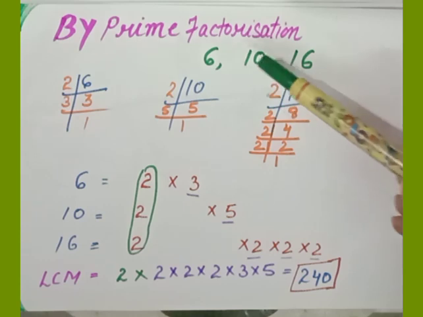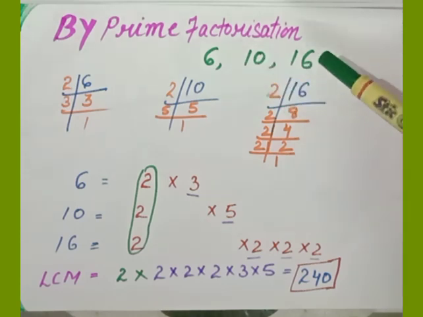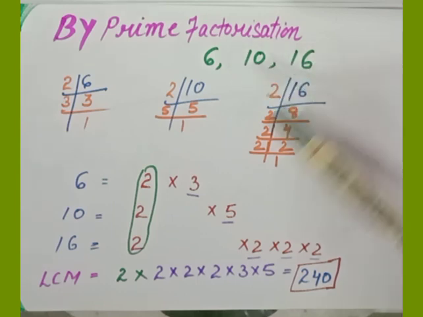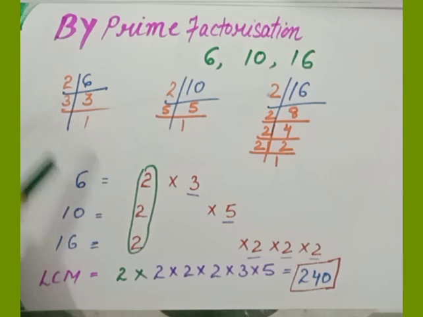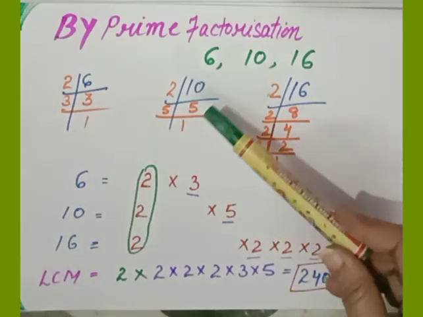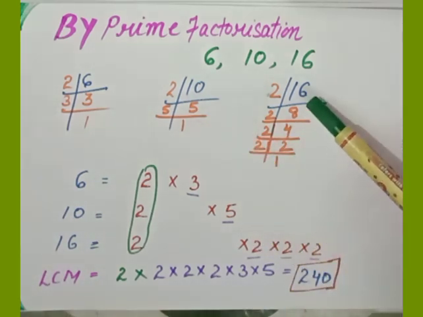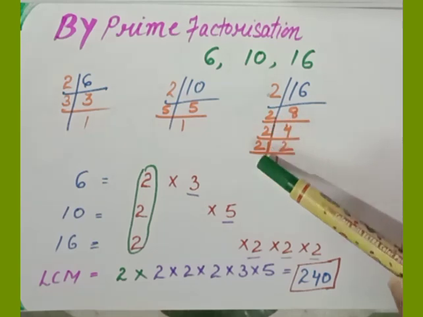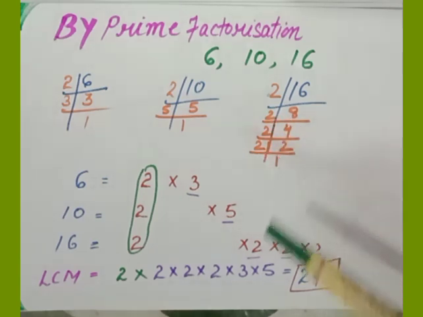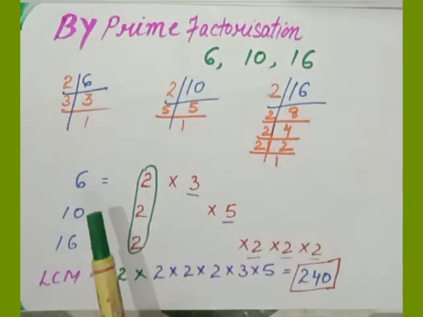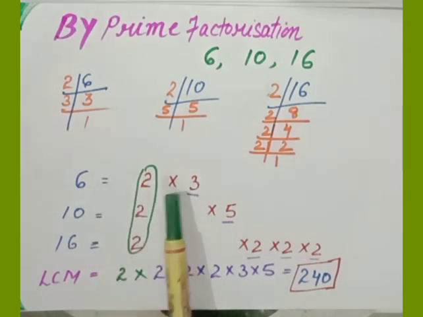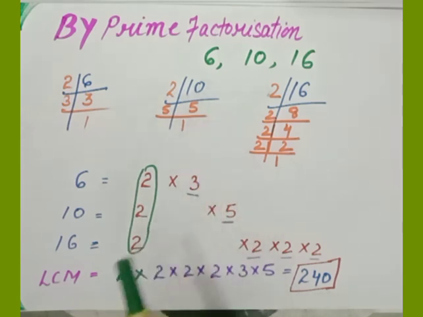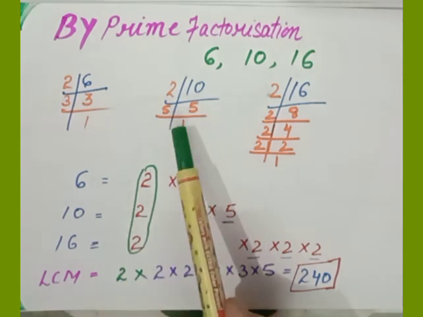In this, we have the numbers 6, 10 and 16. First of all, we have to find the prime factors of the numbers 6, 10 and 16 separately. We got the prime factors of 6: 2 and 3; prime factors of 10: 2 and 5; and the prime factors of 16: 2, 2, 2 and 2. Now we write all the prime factors of 6: 2 multiply 3. Now we will write the prime factors of 10. Prime factors of 10 are 2 and 5.